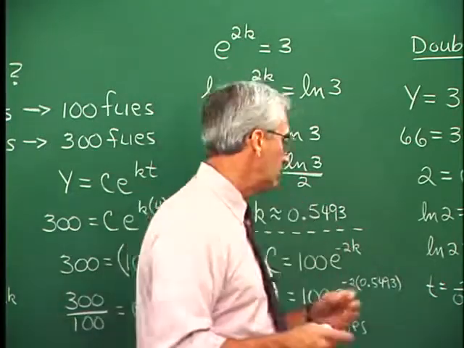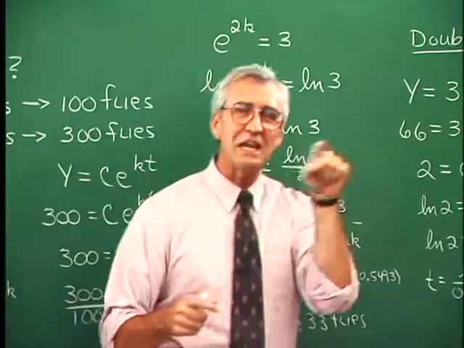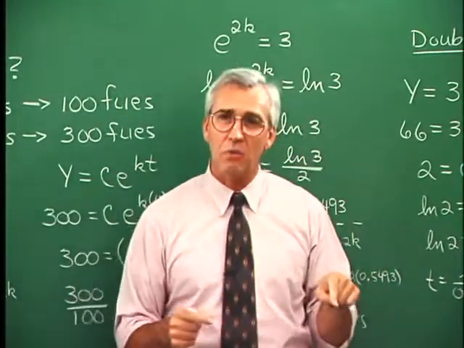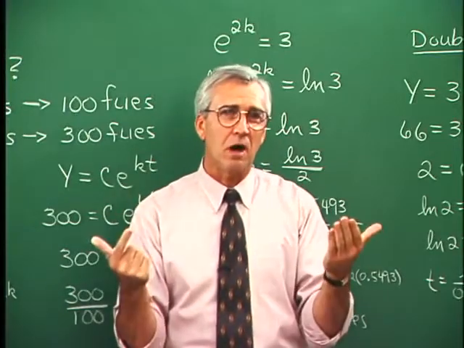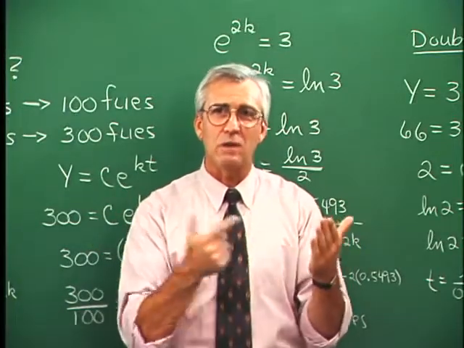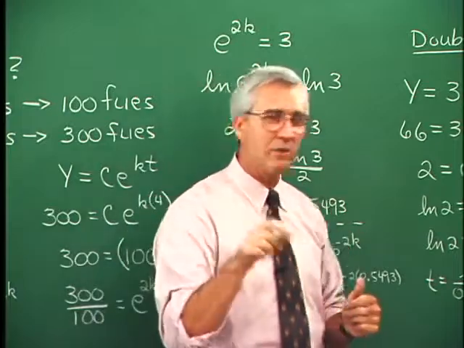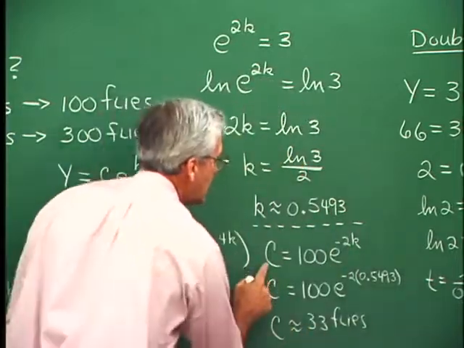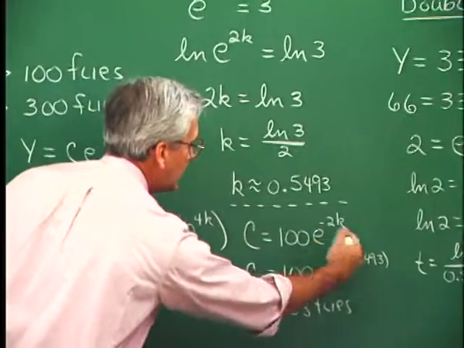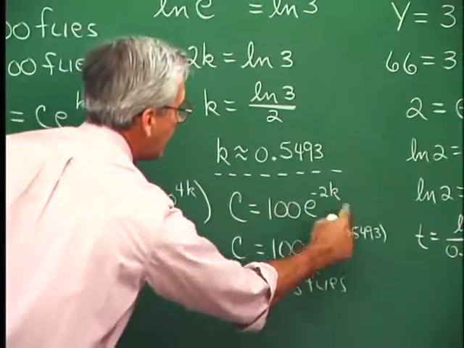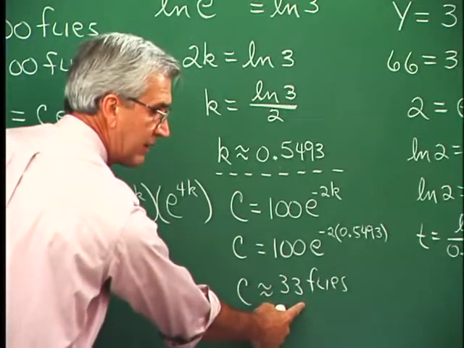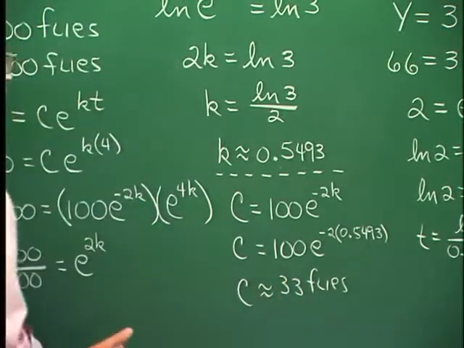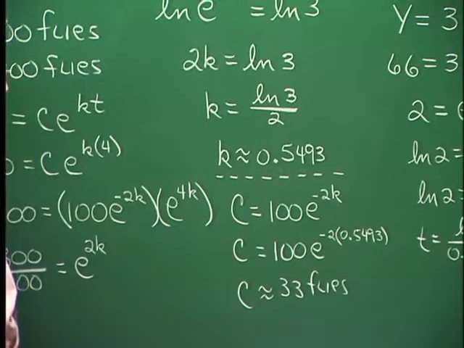You see, c is the initial quantity in all of these kinds of problems, because if you let t be 0 in the basic model, then you get y equals c, you see. So at any rate, it's the initial value. C is 100 e to the negative 2k from back over there, and replacing k with the value we just found for it, we find c to be approximately 33 flies. So we started with 33 flies.